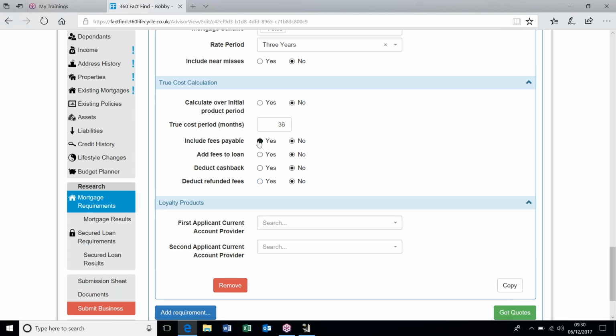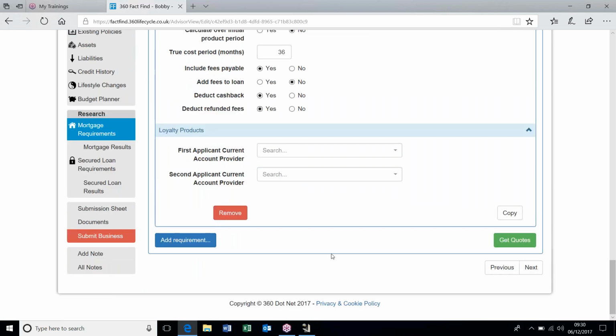I'm going to go for include the fees payable. I'm going to deduct cash back if that comes up. I'm going to deduct refunded fees as well. I'm not adding fees to the loan anyway, so I'm going to leave that as a no for this purpose today. Finally, loyalty products looks at mortgages that might be available to customers who currently have products with that bank or lender. Okay, so again, if you're looking at whole of market, it's not necessarily going to be your first port of call to look at that initially to get some basic quotes.